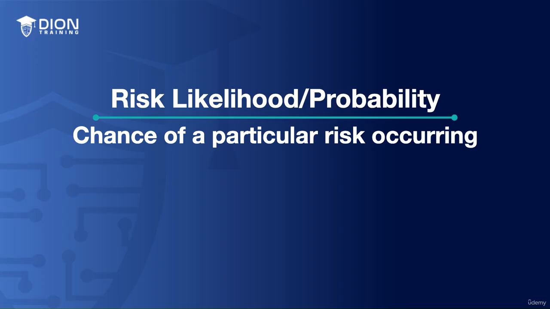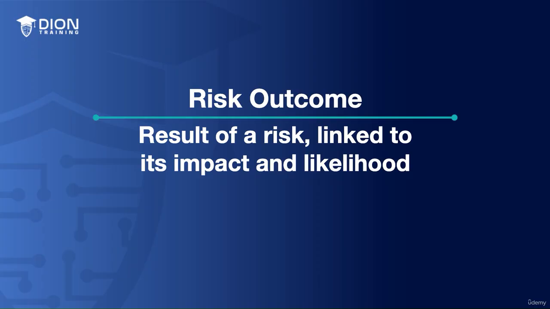Third, we have the risk likelihood. Likelihood or probability is the chance of a particular risk occurring. Like impact, it's also typically rated on a scale. The scale could be numerical, just say 1 to 5 or 1 through 10, or descriptive, like rare, unlikely, possible, likely, almost certain. Fourth, we have the risk outcome.